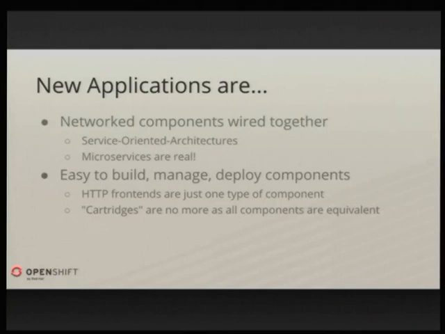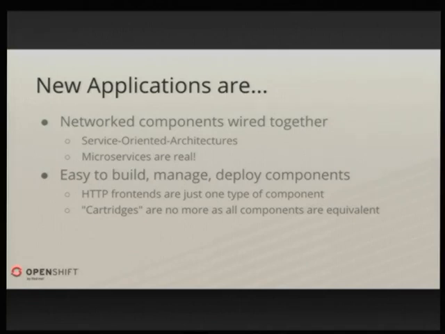We basically want to make the application based on components that are wired together over the network. So the overall architecture will be more service-oriented, not application-oriented. The application consists of a set of components that talk to each other as services, which brings us to microservices, right? They are real in the new OpenShift. So there is an easy way to build a microservice architecture for your application.